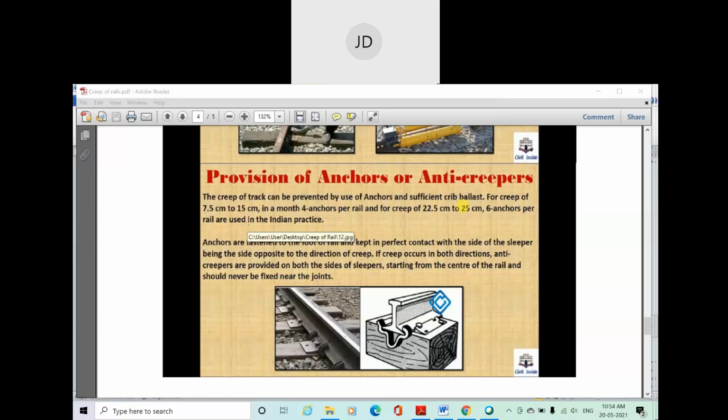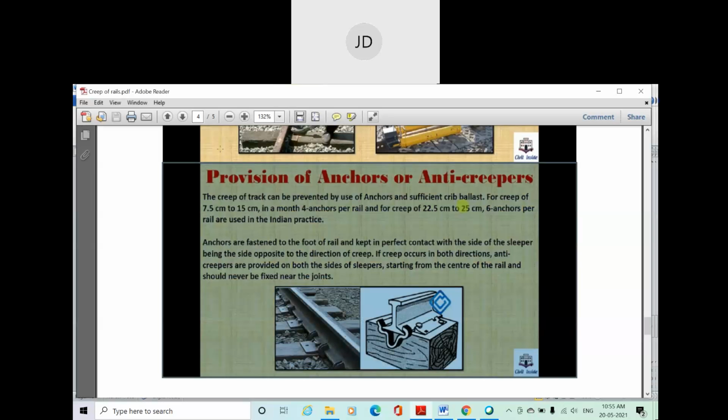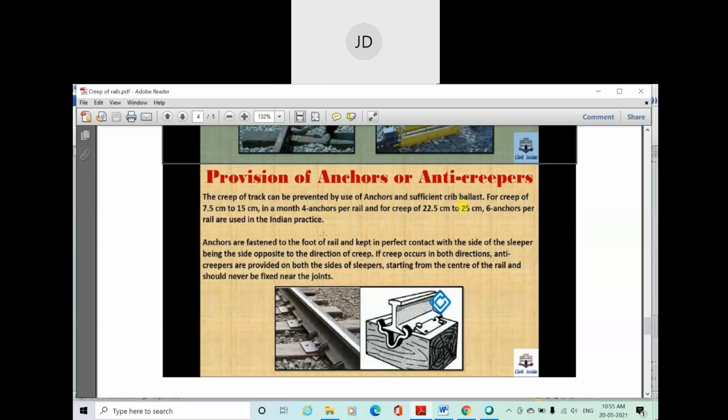The creep of track can be prevented by using anchors or sufficient creep ballast. For creep of 7.5 centimeter to 15 centimeter in a month, 4 anchors per rail are used, and for creep of 22.5 centimeter to 25 centimeter, 6 anchors per rail length are used, as per the Indian standard. That means how many anti-creep anchors are used in one rail length depends on the possible amount of creep. If the creep in a month ranges from 7.5 to 15 centimeter, you use 4 anchors spaced equally per rail, and if the creep is about 22.5 to 25 centimeter, then you go for 6 anchors as per the Indian standard.